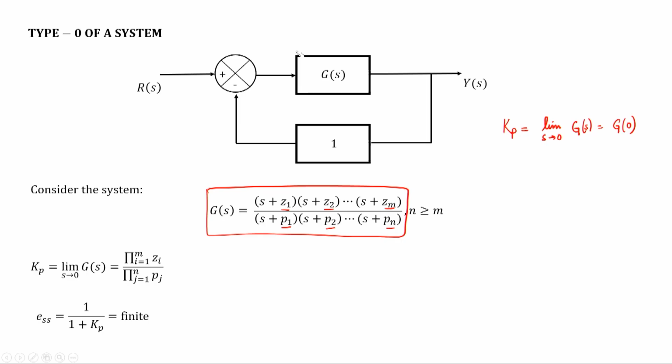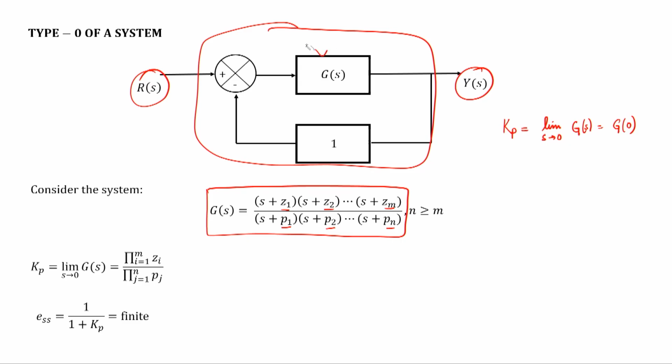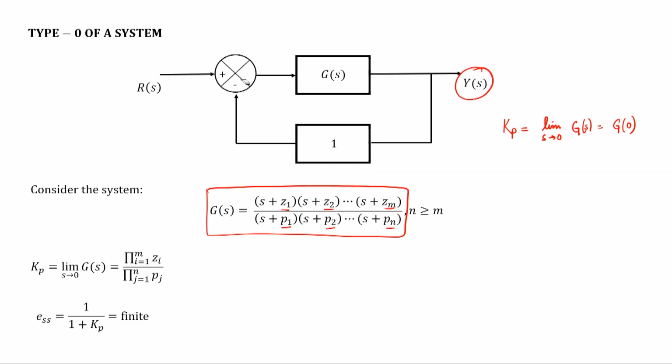In this unity negative feedback configuration, I am trying to infer the difference between the output and the reference for this closed loop system using only the information of G(s). I am not using any other information. I am trying to see what the steady state error is between Y(s) and R(s). Since there are no poles at the origin, this is a type 0 system, and directly you can find Kp.